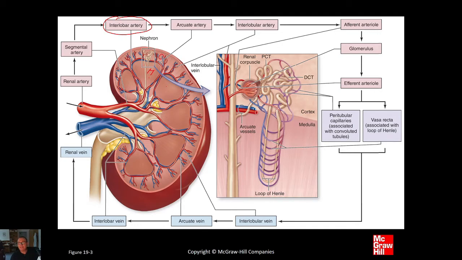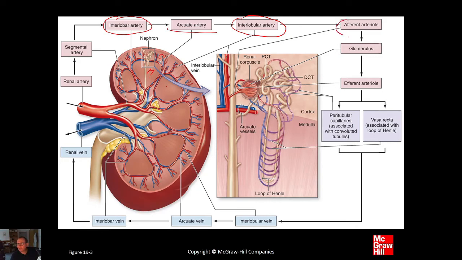Interlobar arteries go to the border between cortex and medulla. They branch and they go parallel with the surface as so-called arcuate arteries, and they send branches to the cortex, and these branches are interlobular arteries. You already know that they are situated in the cortex at the border of renal lobules. Interlobular arteries branch at right angles, and their branches are called afferent arterioles.